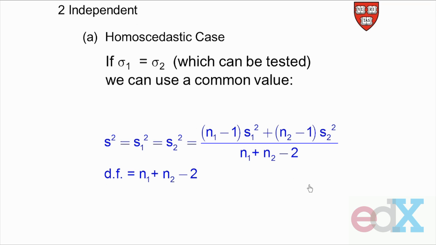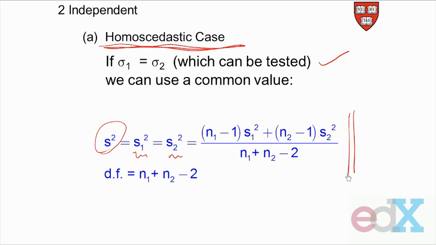If they're equal, we call that the homoscedastic case. If they're equal, then we are going to do the following. Now, first of all, this assumption of whether they're equal or not can be tested, but we're not going to get into that. That's debatable whether you want to test them or not. But if you are in the situation, then what you do is you put s1 squared equal to s2 squared, give them a common value, call it s squared, and here it is. It's a weighted average of those two individual variances. And then your degrees of freedom for your t would be n1 plus n2 minus 2.